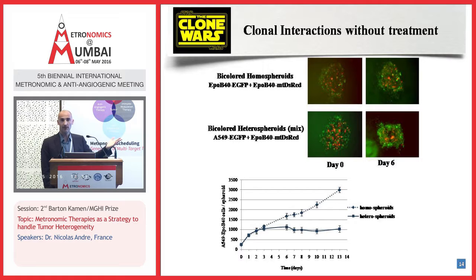So we basically find the same results, right? If you have the homospheroids, so just the resistant, then nothing will happen. But if you have the heterospheroids, then the number of resistant clones within the spheroids doesn't increase. So you have the same process, that the sensitive clones can keep growing and they inhibit and eventually kill the resistant one.